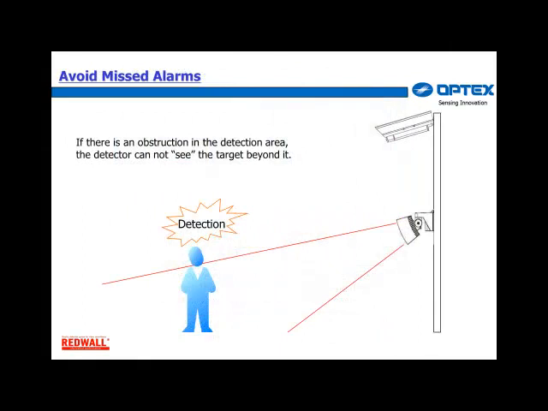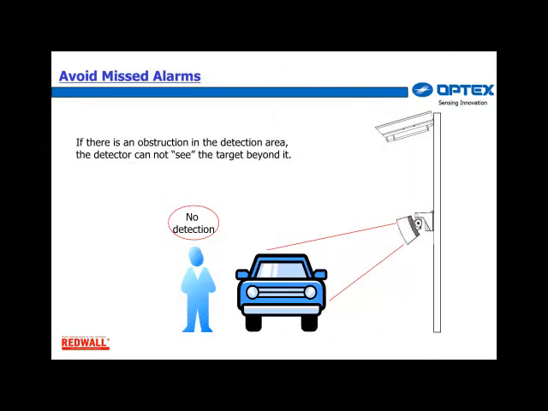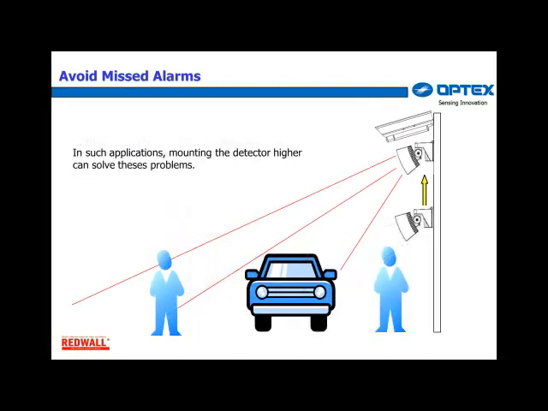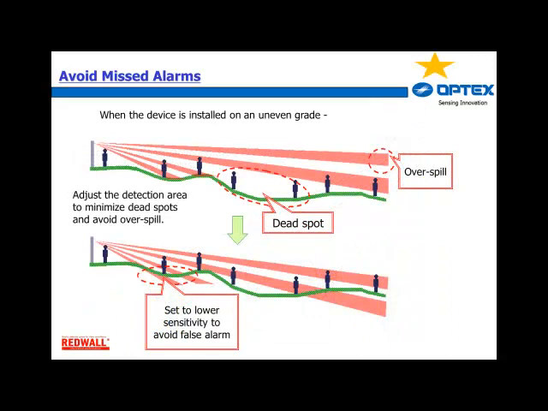If there is an obstruction in the detection area, the detector cannot see the target beyond it. So in cases such as this, raise the mounting height of the SIP to see over the obstruction. When the SIP is installed on an uneven grade, problems to address are overspill, false detection due to ground proximity, and dead spots. These can be addressed by either changing the mounting height of the device, changing the mounting angle, or adjusting sensitivity where necessary and masking.